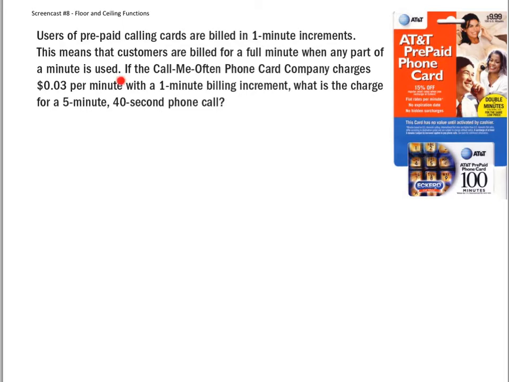Anyways, if the Call Me Often phone card company, seriously, call me often? If the Call Me Often phone card company charges 3 cents per minute with a 1-minute billing increment, what is the charge for a 5-minute, 40-second phone call?